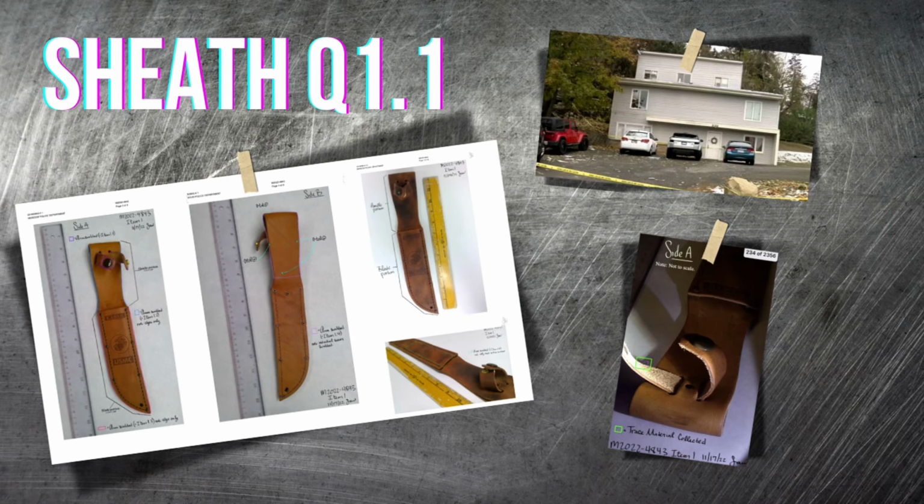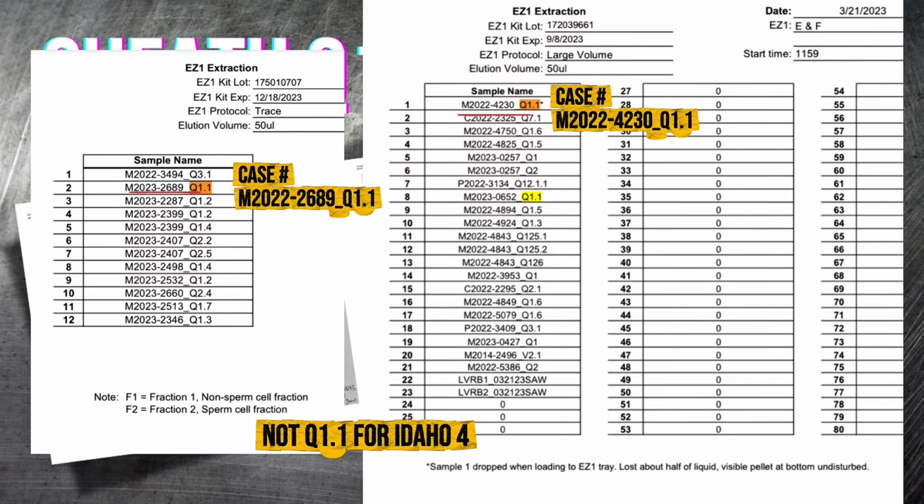On that worksheet, the Q1.1 I pointed to actually belongs to a different case number. It's Q1.1 from another case that just happens to be the same batch. It has nothing to do with the Q1.1 from the sheath in the Idaho 4 case.